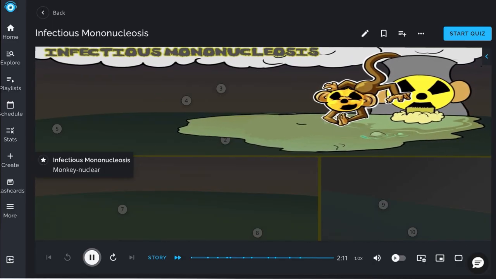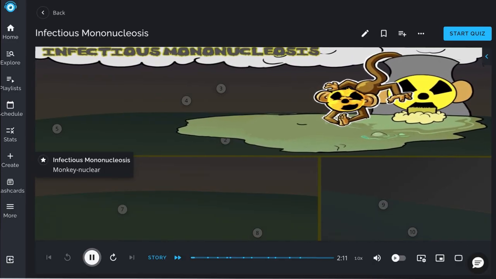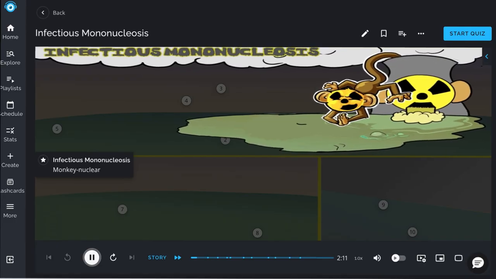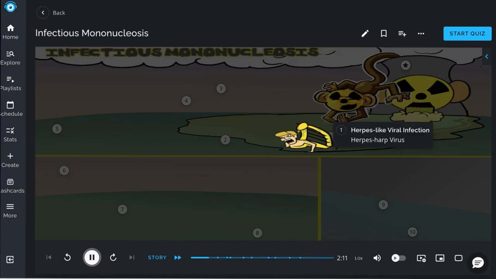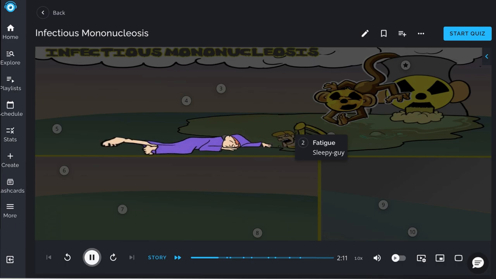Remember infectious mononucleosis as the story of the monkey nuclear plotting world domination and releasing his chemicals into the water to attack unsuspecting citizens. This contagious disease is typically spread via oral secretions, giving it the name the kissing disease, and is commonly caused by the Epstein-Barr virus, making it a herpes-like viral infection, shown by the herpes harp virus attacking citizens. His bite causes the sleepy guy to fall into a deep slumber, as generalized fatigue can persist for 2 to 4 weeks in patients with mono.